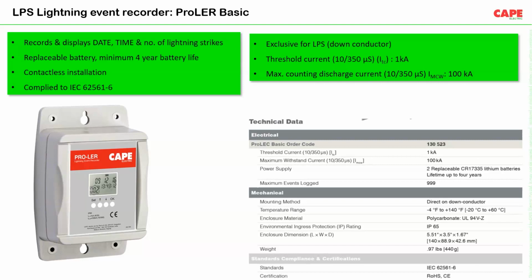Again, for a level 1 lightning protection system, the maximum expected current is 200 kiloampere, which again will be divided, let's say, into a minimum of 4 down conductors. So the maximum expected current is around 50 kiloamperes only, but we have given 100 kiloamperes as the maximum counting discharge current.